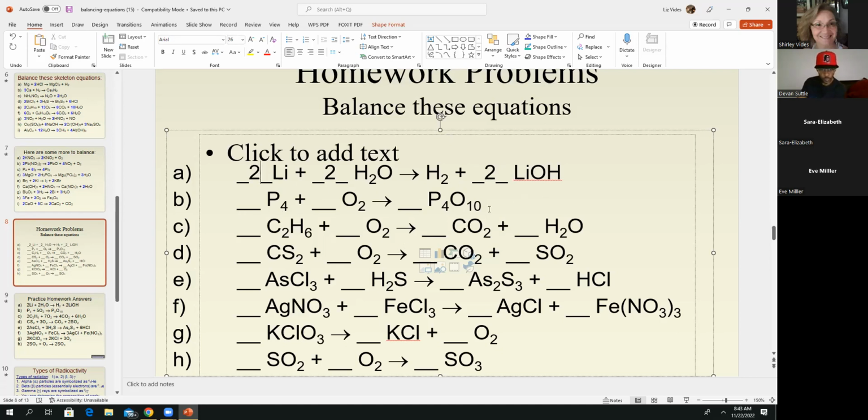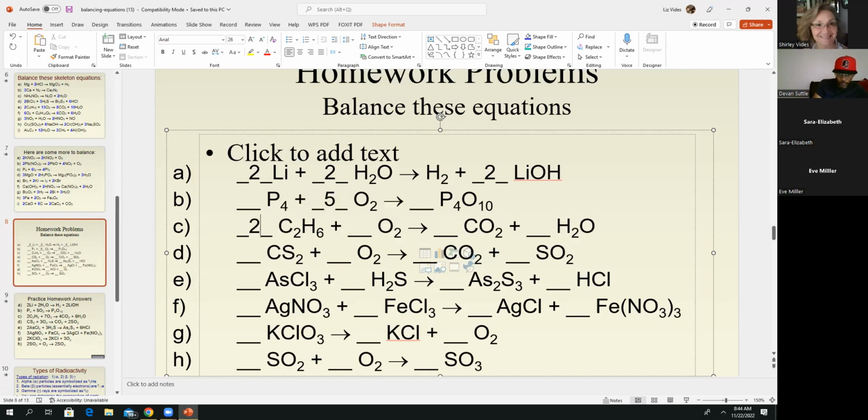Obviously, this is the most complicated one, or complex, or whatever you want to call it. Put a 5 in front of the O2. Yes. Okay. All right. And this one, remember, that's one of those that you check the 6 divided by 2. It's an odd number, so you start there. Now what to do?